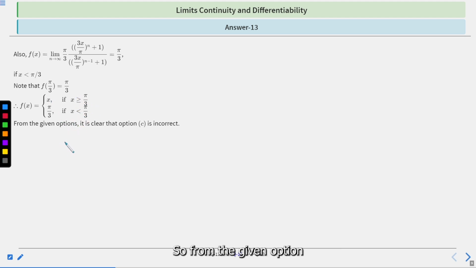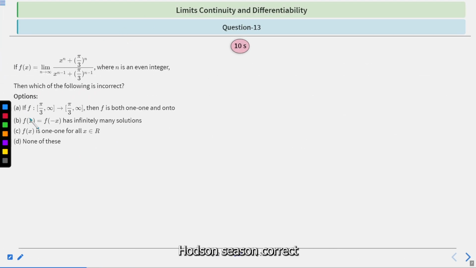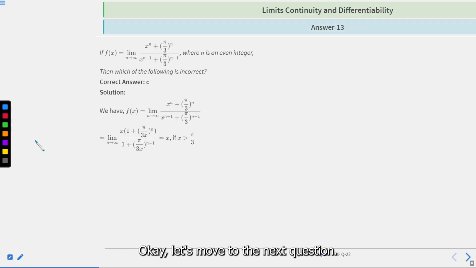So from the given options, it is clear that option C is incorrect. We had to choose the incorrect option, right? Option C is incorrect. f(x) is 1 for all x belonging to real. It is incorrect. Clear? Okay, let's move to the next question.